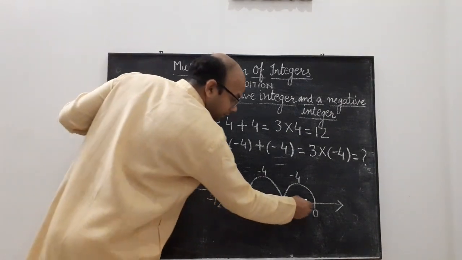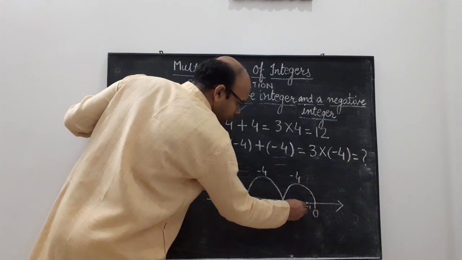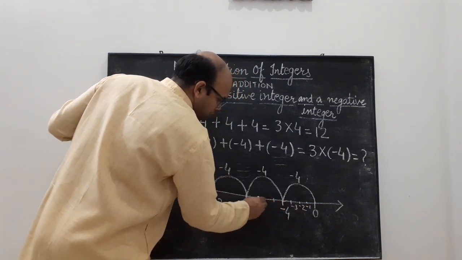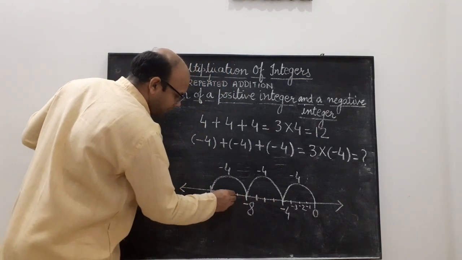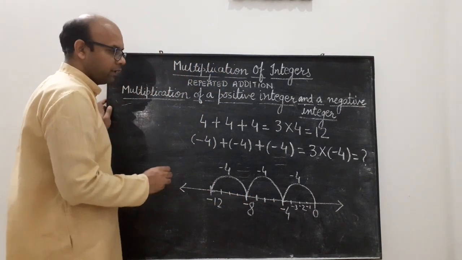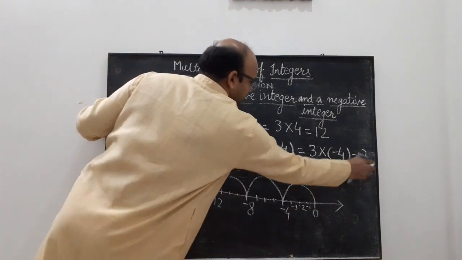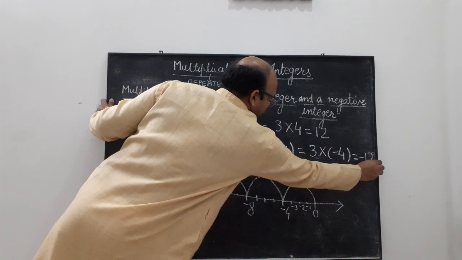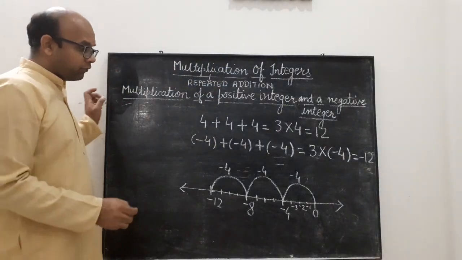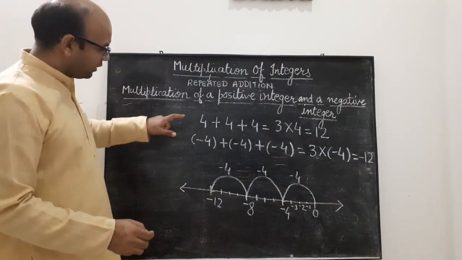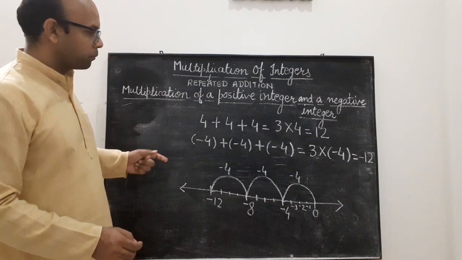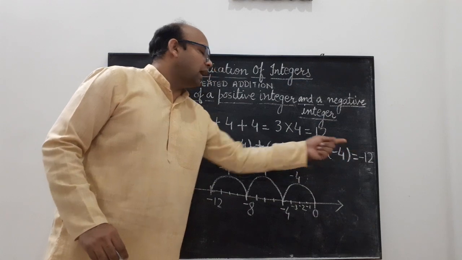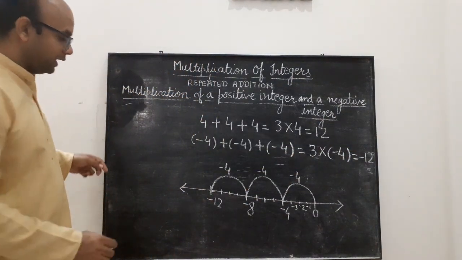And one more thing, if you want to put the numbers in between, minus 1, minus 2, minus 3 and so on, minus 9, minus 10, minus 11, you are free to do so. And we see that the result for this one is minus 12. So what we are concluding here is that if we multiply a positive integer with a negative integer, the outcome is a negative integer.